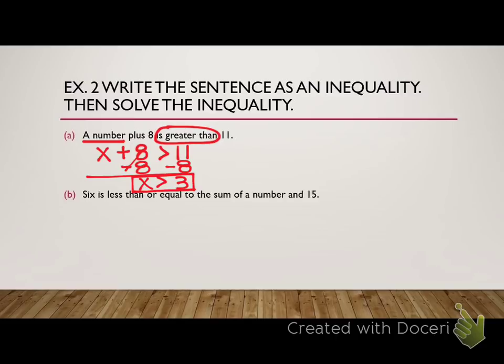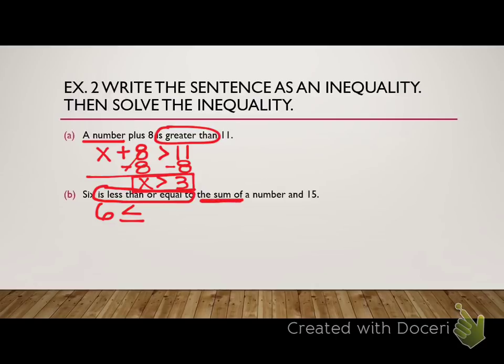Hopefully you paused the recording and wrote down the answer to letter B. But 6 is less than or equal to. So we know we've got 6. It says is less than or equal to. So this becomes a less than or equal to symbol. And it's the sum of.